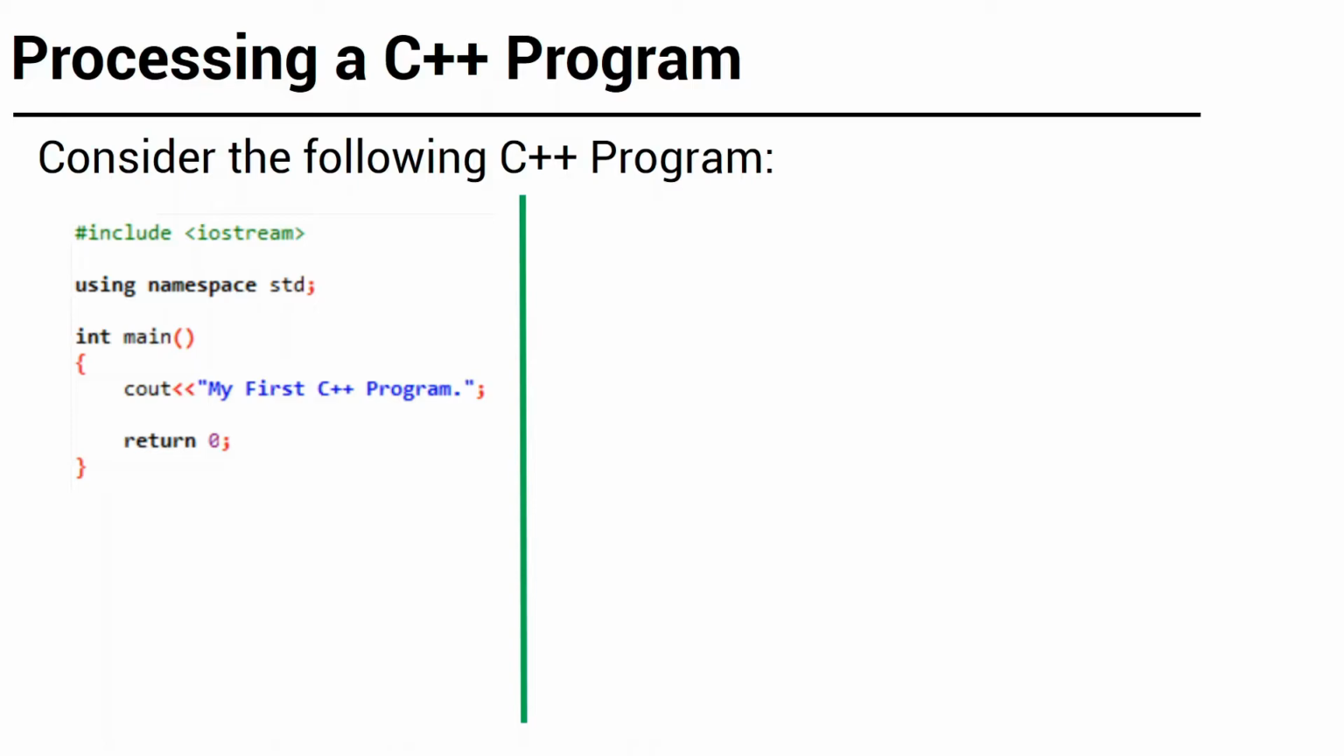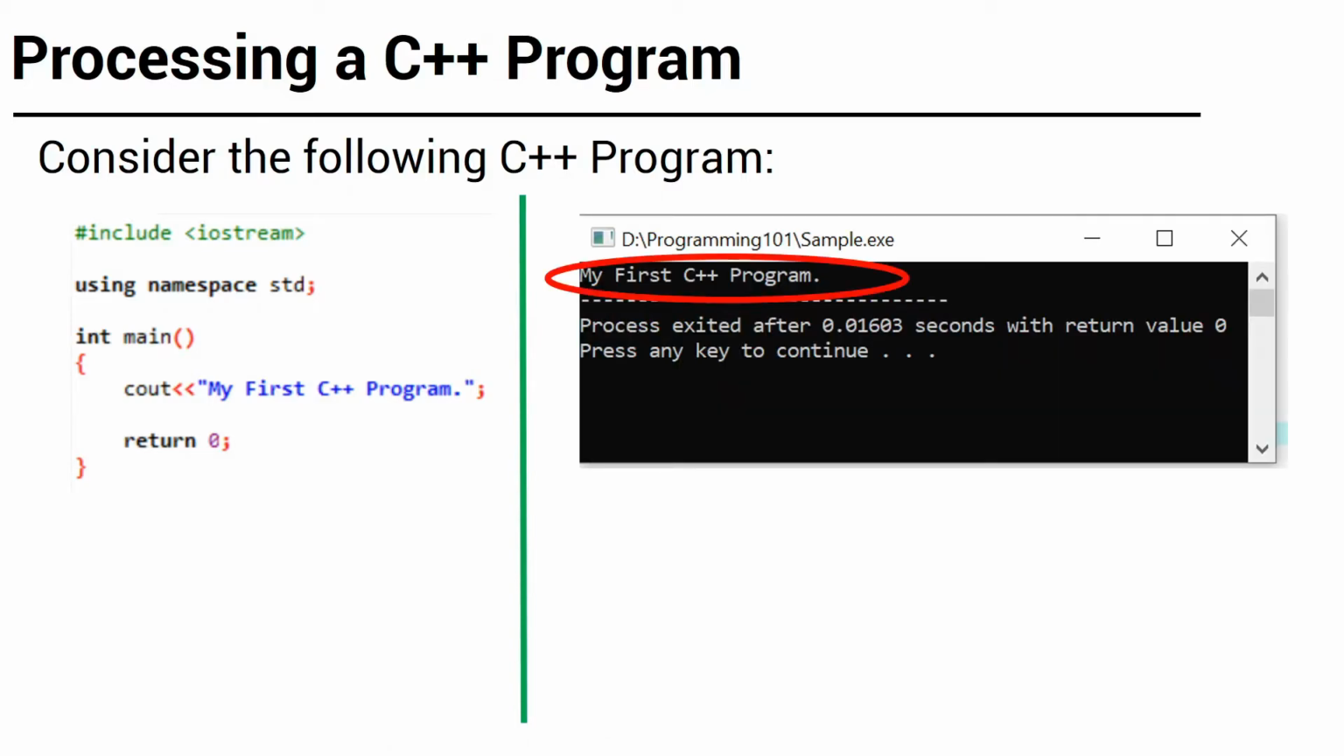Let us consider this C++ program. #include <iostream>, using namespace std, int main, cout "my first C++ program", return 0. The output of this program will be this: my first C++ program. I usually tell my students not to be confused. This will be their programmer's view and this will be their console or the user's view.